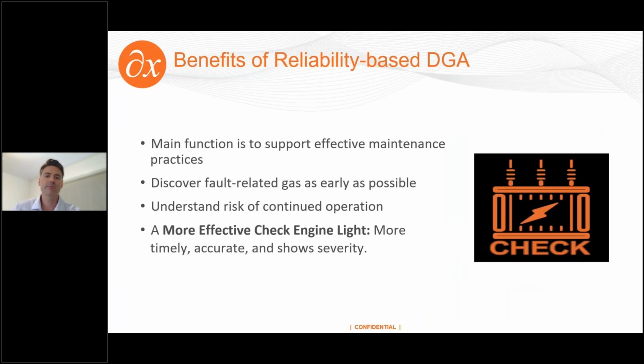So let's look at some of the benefits of reliability-based DGA. So the main job of reliability-based DGA is simply to support taking good care of the fleet and supporting effective maintenance practices. And the key to this is to discover fault gas-related production as early as possible to prevent equipment damage and unplanned outages. So Jim Ducarme, our lead scientist and founder, told me a story about a customer that came to him and asked him to look at a particular transformer with his new reliability-based DGA method.